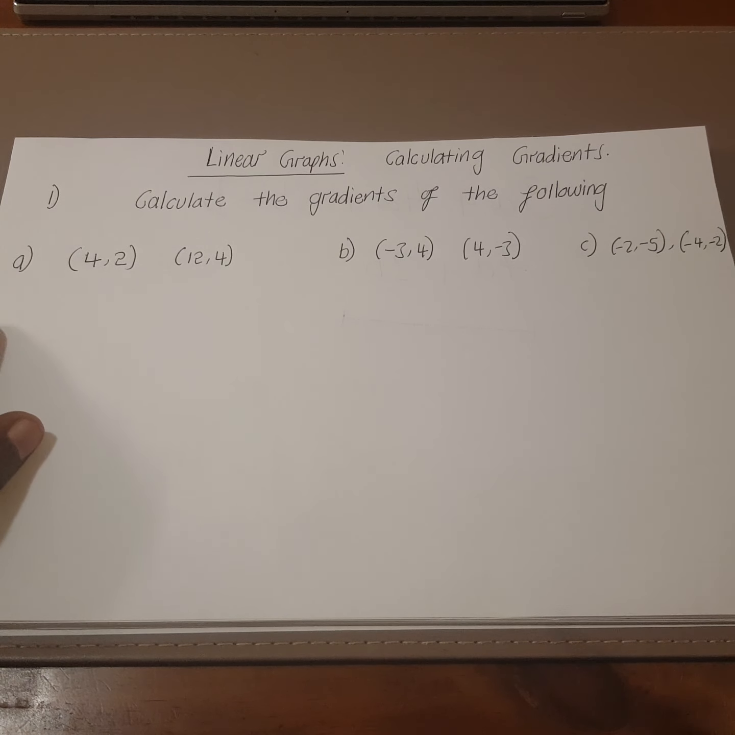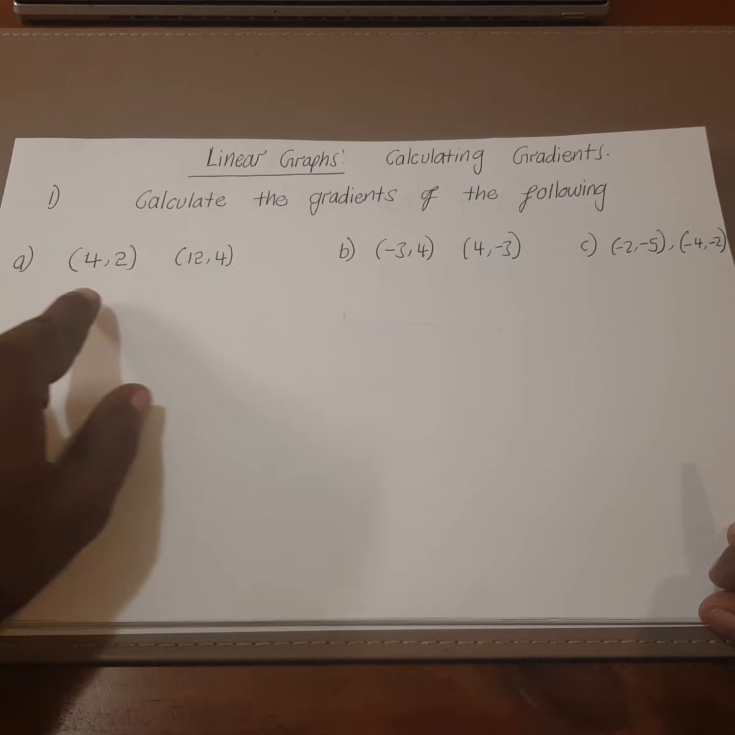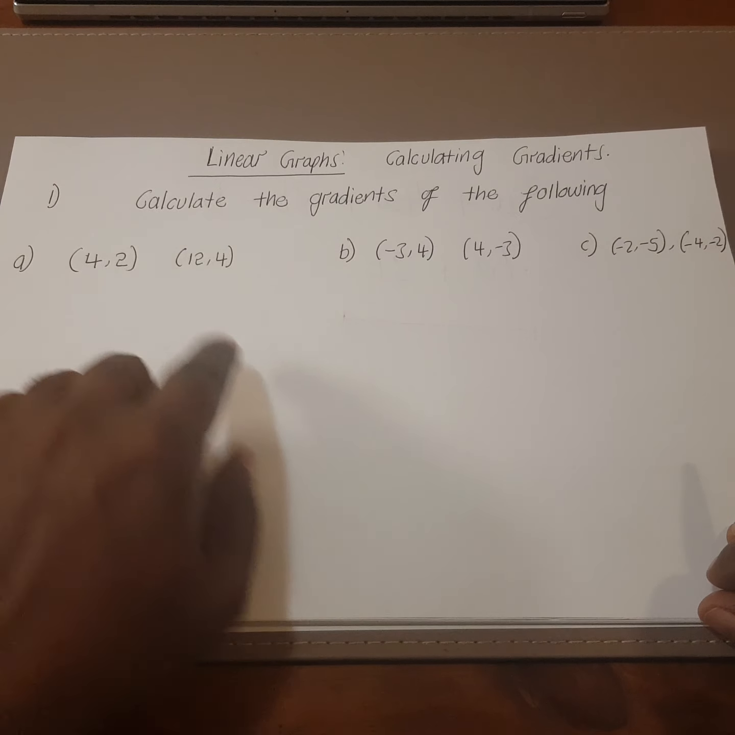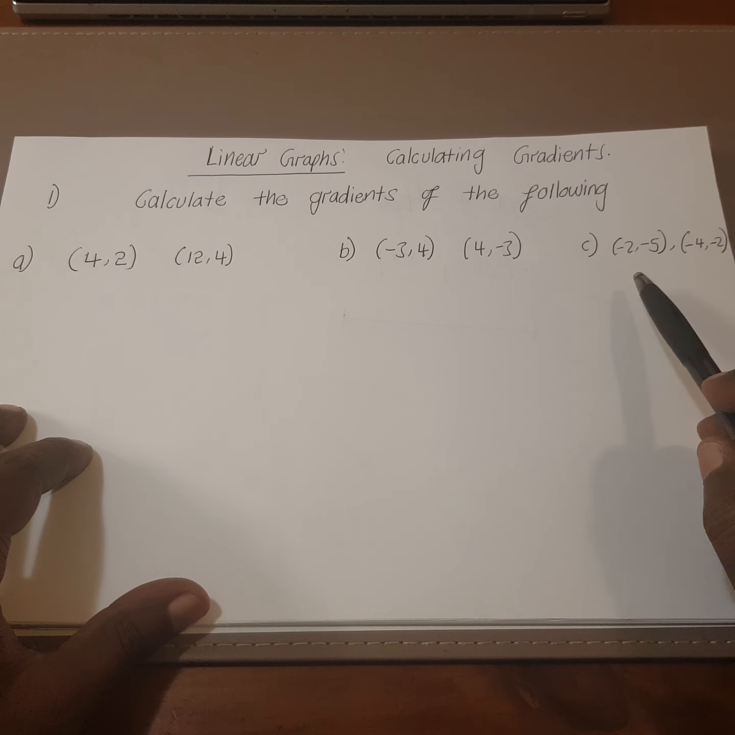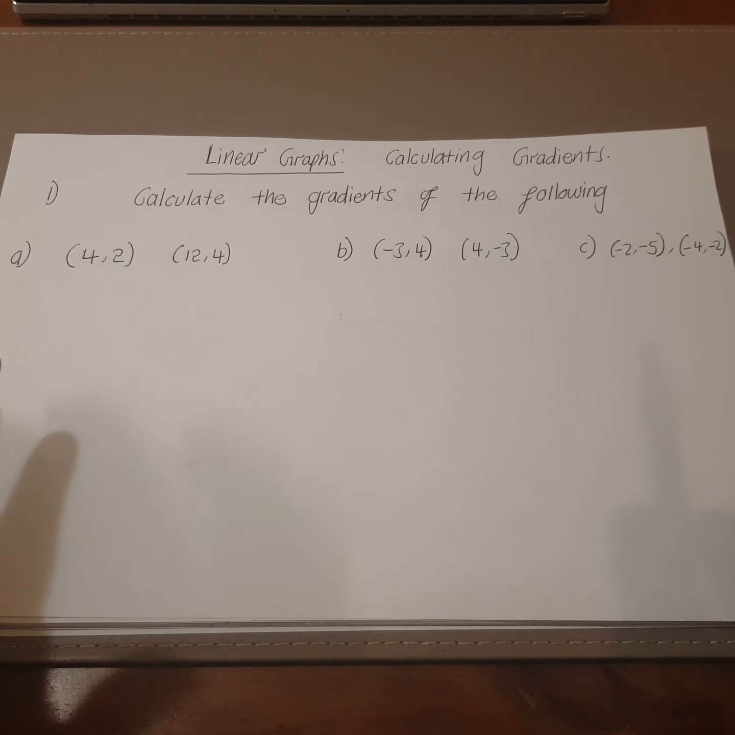So I've got three pairs here. I've got A, (4, 2) and (12, 4), B, (-3, 4) and (4, -3), and C, (-2, -5) and (-4, -2).